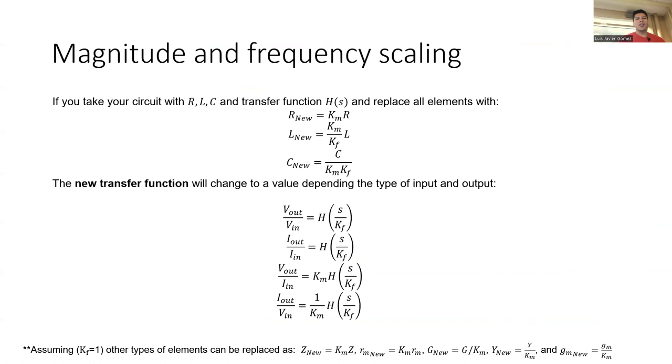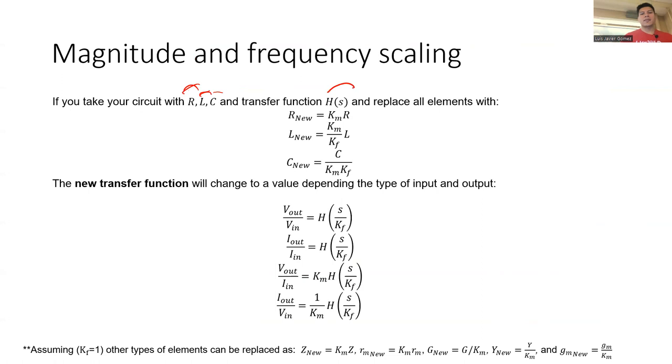Okay, so the recipe is this. If you have a circuit that is composed of resistors, capacitors, inductors, and so on, and the transfer function for that circuit is H of S.